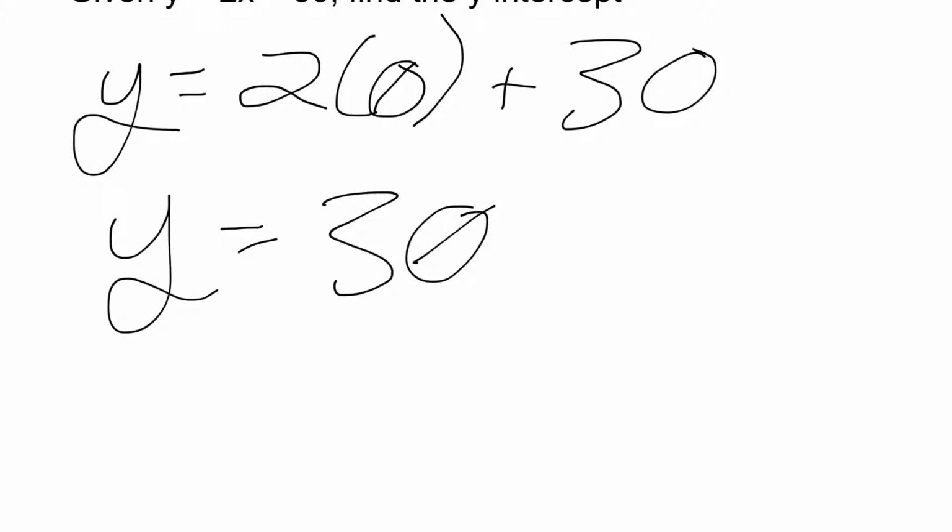What's our y-intercept? Our y-intercept is our constant. So if you look in the equation, we have a constant of 30. Our y-intercept is 30. That's no coincidence. Our constant is our y-intercept. How do you know that's a constant? Because it doesn't change. Exactly.